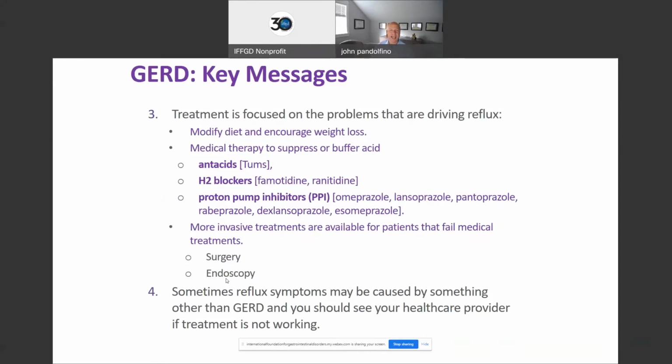But if you're having symptoms every day or more than 3 times a week, it's probably reasonable to take something like a proton pump inhibitor, which is a medicine that actually can suppress acid for the entire day. And you take it once a day and it's very effective. Now, there are certainly some more aggressive approaches that would require surgery and endoscopy that could effectively treat the anti-reflux barrier and prevent you from getting reflux, where you can maybe stop your proton pump inhibitors. But as I mentioned, sometimes reflux symptoms may be caused by something other than GERD, and you should definitely see your healthcare provider if these medications or medical therapies are not working.